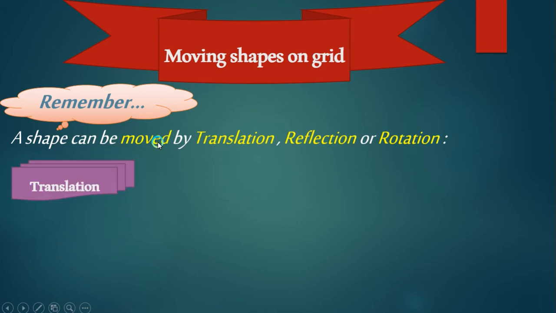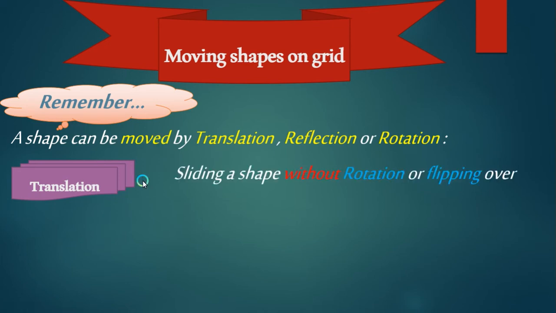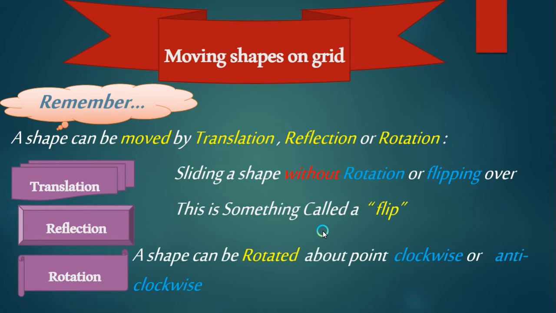So, starting with the translation. Translation is sliding a shape without rotation or flipping. Reflection is something called a flip. And rotation: a shape can be rotated about a point, clockwise or anti-clockwise.